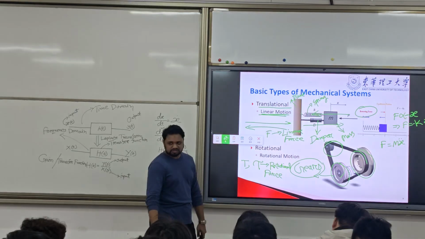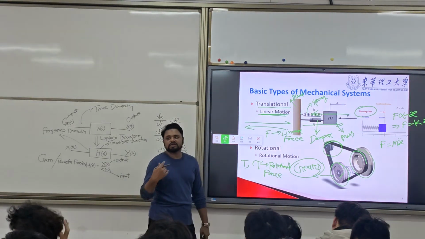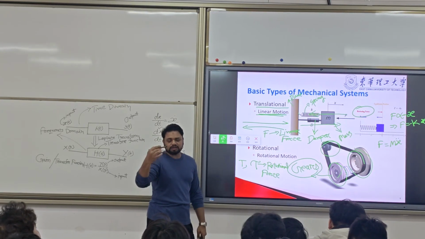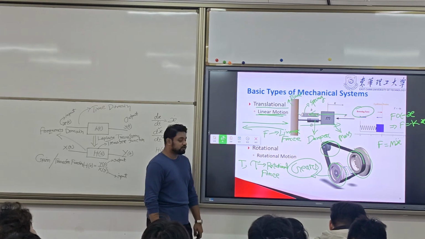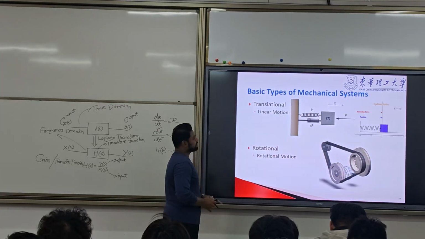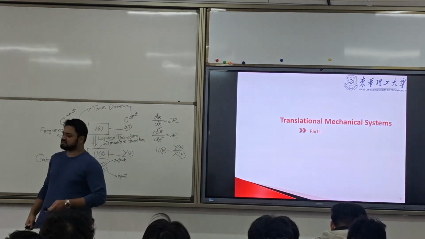For linear force we use F, and for rotational force we use tau or T. While there is a rotational force applied, there will be a rotational displacement, and that one we call theta. We will see it later on. Now let's talk about the first one, the translational system.